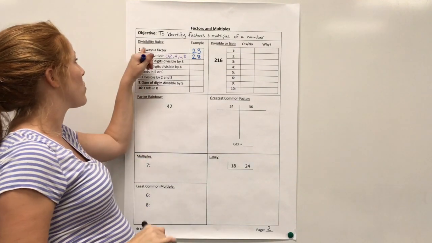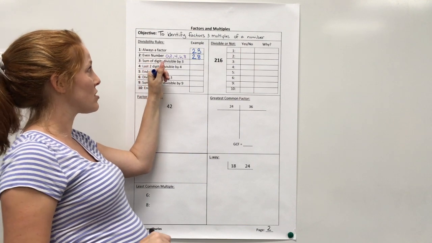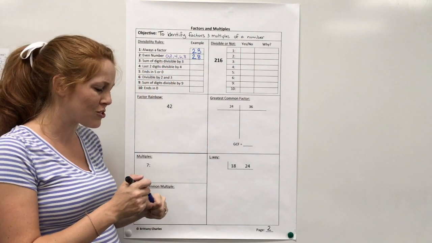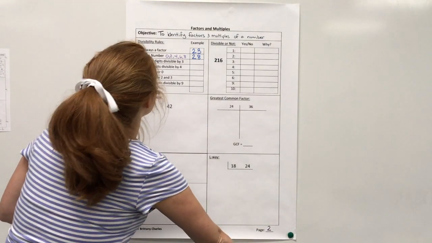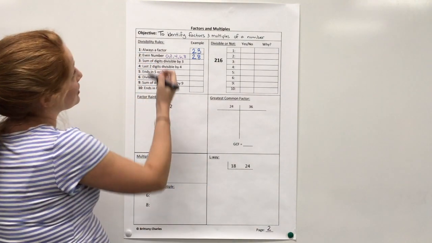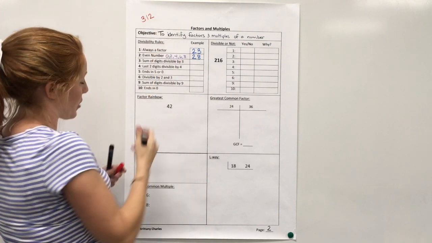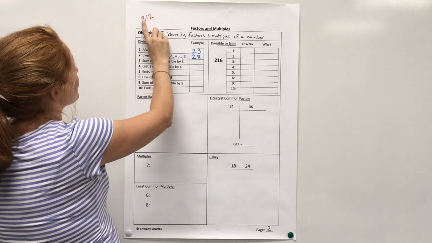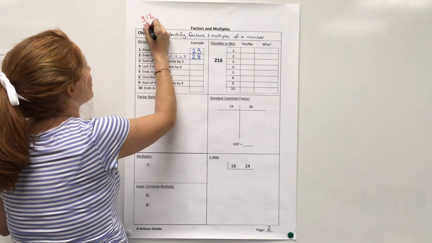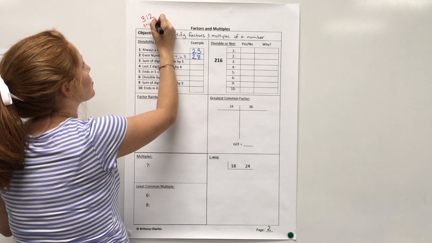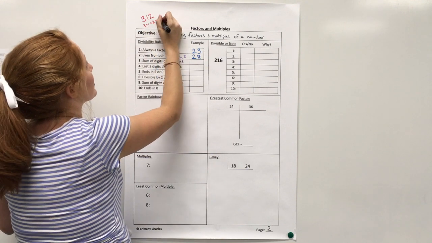Okay, next one we're going to look at the rule for 3. Well, the rule says the sum of digits is divisible by 3. Well, let's look at a few examples of that, because that one's a little tricky. Let's say I have the number 312. Okay? So what I'm going to do is I'm going to add all the digits in this number. So I would add 3 plus 1 plus 2. 3 plus 1 is 4, plus 2 is 6.